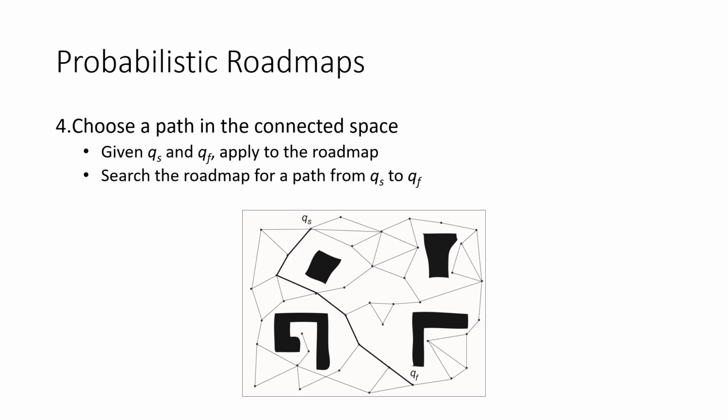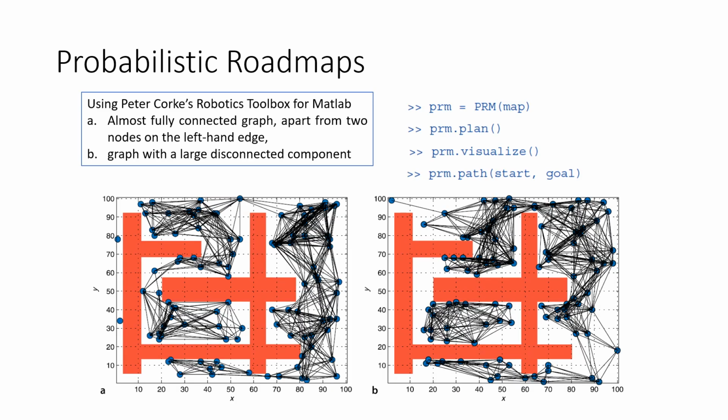And once done, in step number 4, you start from the starting configuration QS and move all the way to QF while avoiding all these obstacles in the middle. You can try that using the Peter Corke toolbox, and the code is also indicated corresponding to that.